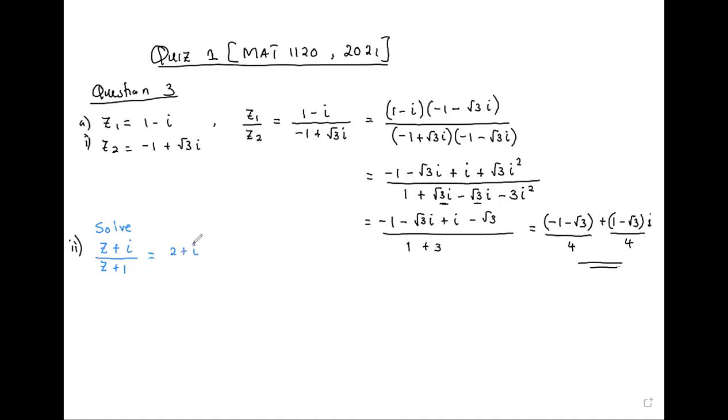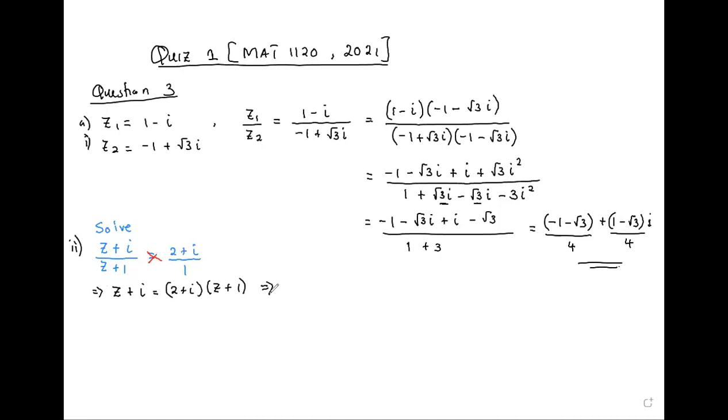So here we are solving for Z in short. So you make Z the subject of the formula. How do you make Z the subject? The first thing is you put over 1 here, then cross multiply. So you do cross multiplication so that you get Z plus I is equal to 2 plus I multiplied by Z plus 1.